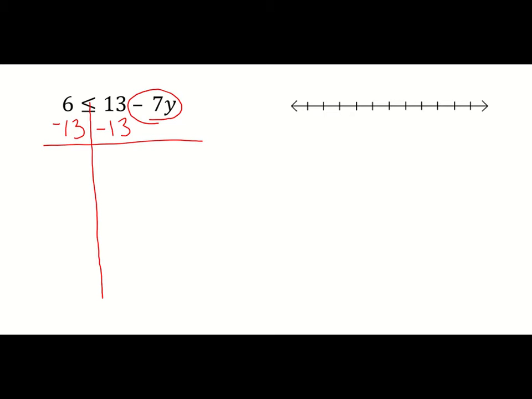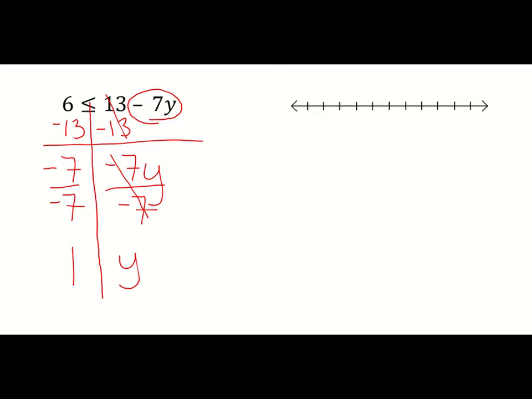So 6 minus 13 is negative 7. On the other side, I still have negative 7y. Now, to get y by itself, I need to divide both sides by negative 7. So negative 7 divided by negative 7 is positive 1. We're left with a y.